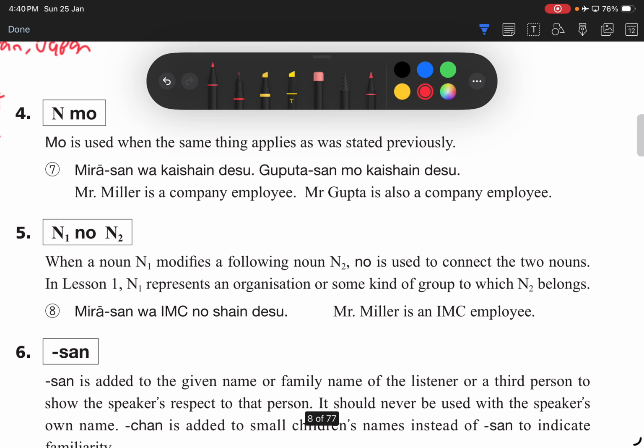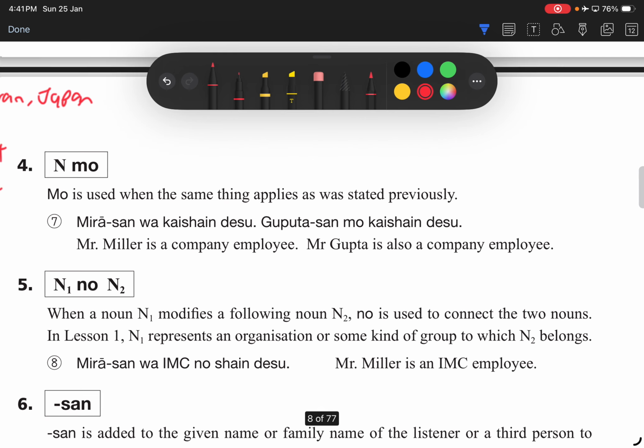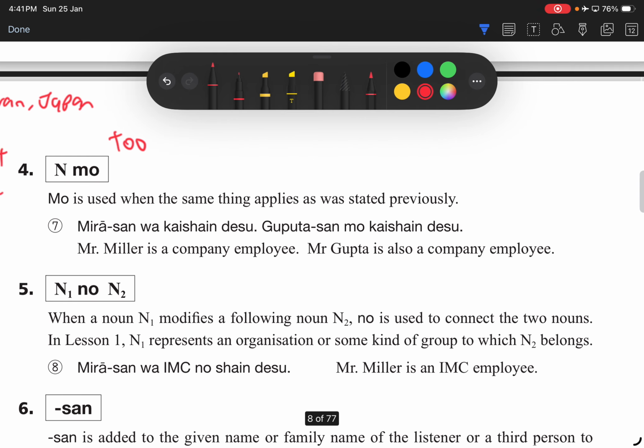Okay, now we move on to the next page. We have our noun mo. Alright, noun mo. So this mo is used when we want to say something also. In English, it's like a "too" or an "also". In Chinese, we say 也是 or 都. It's similar. It means something is repeating itself.